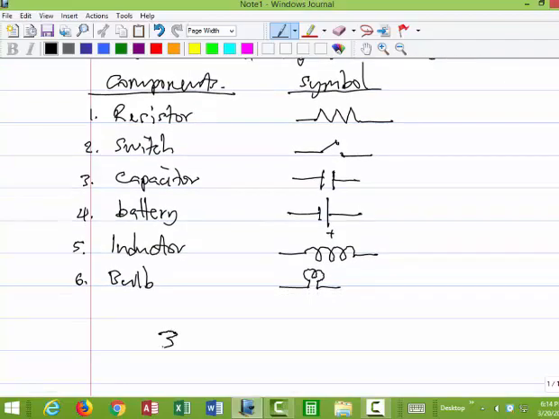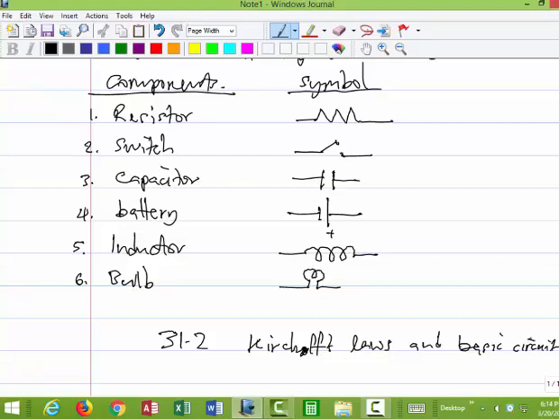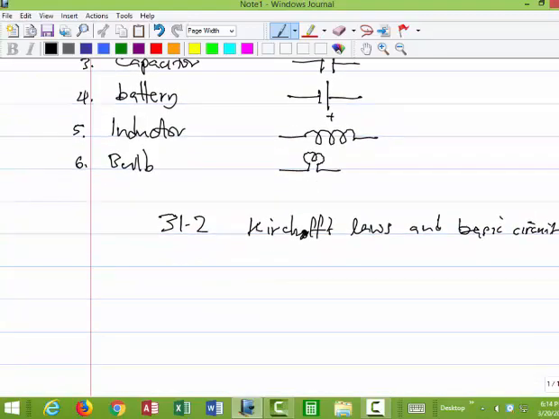So let's look at 31.2, Kirchhoff's laws and basic circuits. When we are ready to analyze a circuit, the things that we need to know are the potential difference across each component in the circuit, and then we'll look at the current through each component. So that's where we'll start.